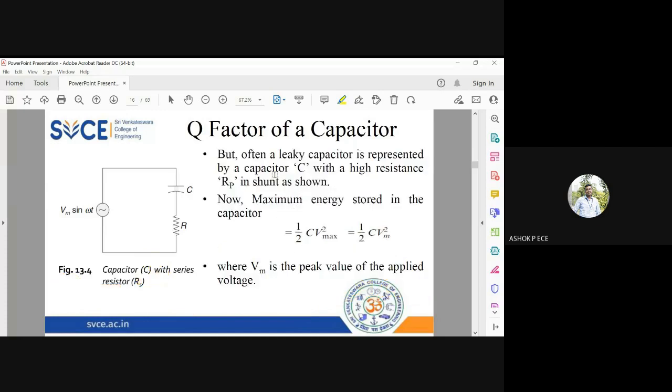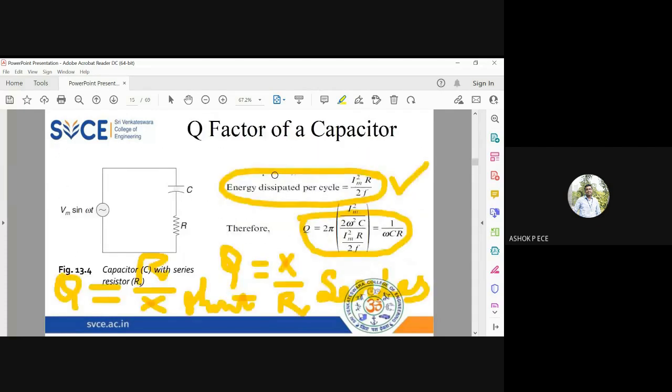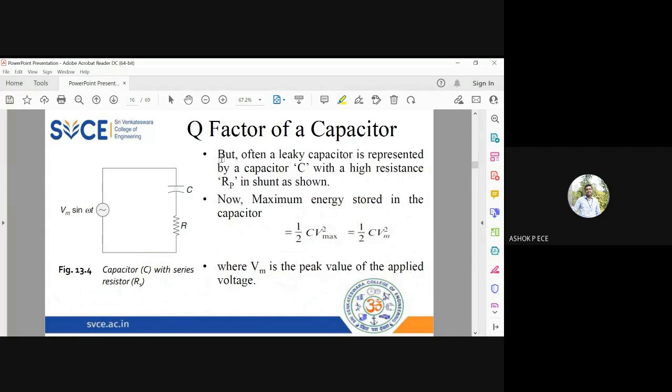But now we are going to go for a special case of the capacitor. We are going to consider a capacitor called a leaky capacitor, which is going to have a high resistance RP in shunt. So this diagram is wrong. Here you will be having a capacitance with the shunt resistance RP.